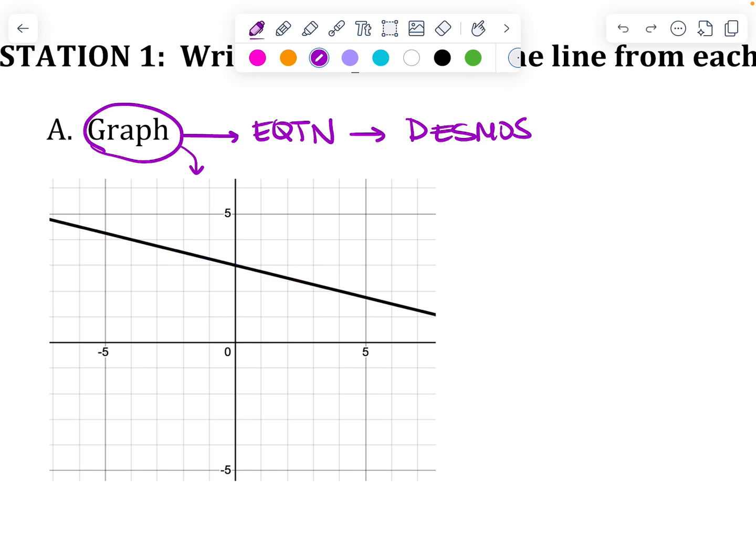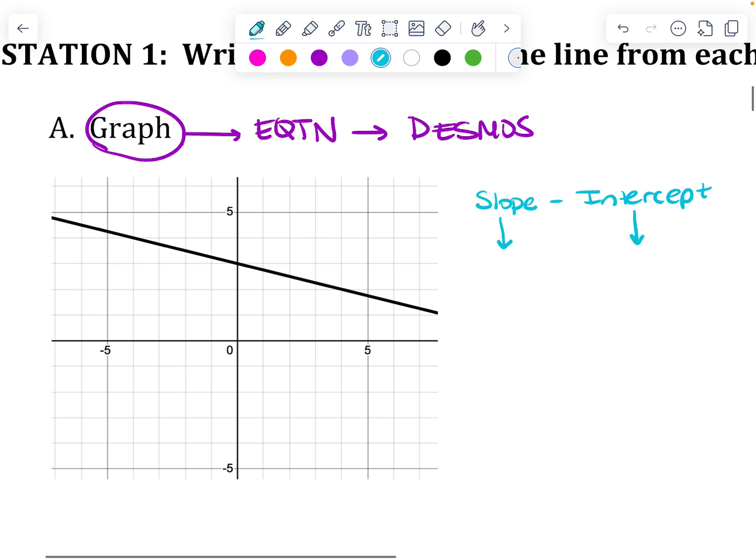That's our goal, right? So my first thought process is, how do I choose which format? Because depending on the format I'm picking, I'm going to need different information. So my first instinct should be, okay, can I write this in slope-intercept form? That's always my go-to. In order to write slope-intercept, I better be able to figure out the slope, or someone better tell me, or I better be able to find the intercept.